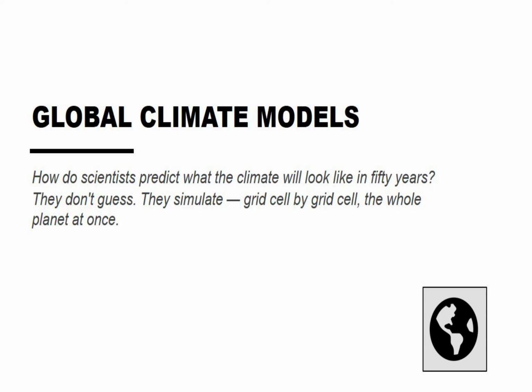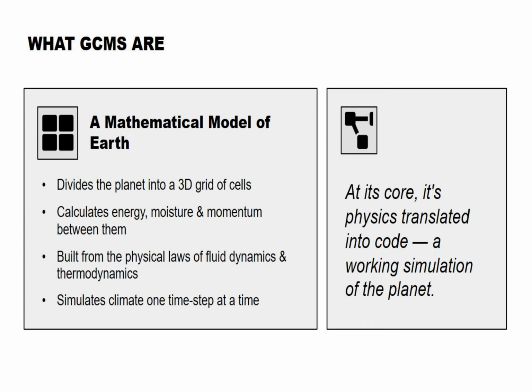Hi, today our discussion topic is very important: global climate models. Is there any idea of how scientists predict what the climate will look like in 50 years? They don't guess, they simulate. Global climate models divide the entire planet into a three-dimensional grid and run the laws of physics forward in time, hour by hour, decade by decade. In this video, we'll break down exactly how these models work, what they simulate, and why they matter.